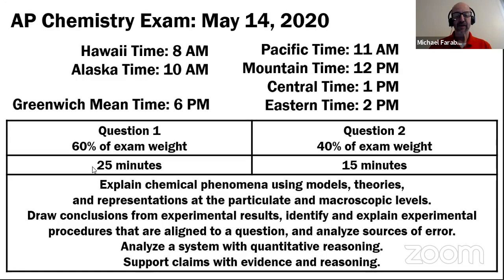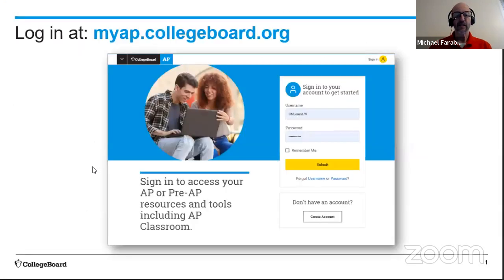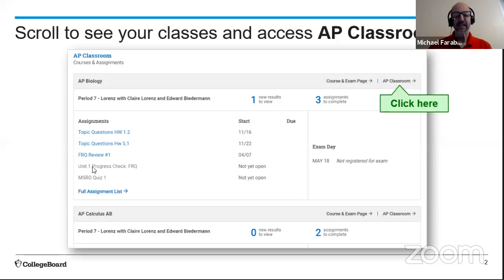And just to remind you that you can go to the College Board website. You can log in at myap.collegeboard.org. And then once you log in, you can take a look at AP Classroom. So when you see your classes in AP Classroom, while your teachers may assign specific practice problems for you all to do, there are optional practice problems for you all to click on and take. So I want to just remind you about that.